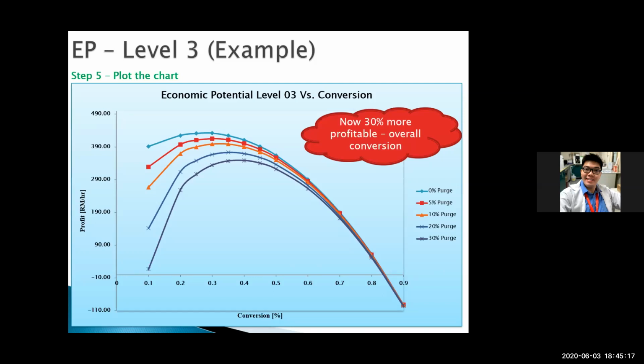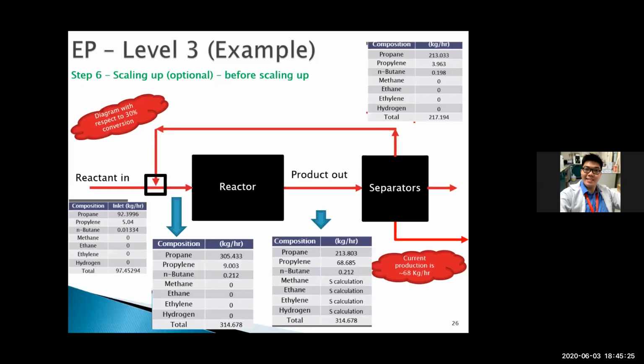However, remember just now we started off with 100 kg per hour. Of course, for a plant to operate, we cannot use that small amount of feed. So you can opt to scale up. So as I mentioned, I use a 30% conversion. Here are the mass balance for the 30%. It's different than the 50% that I showed to you guys. So this is before scaling up. Before scaling up, my production is 68 kg per hour.